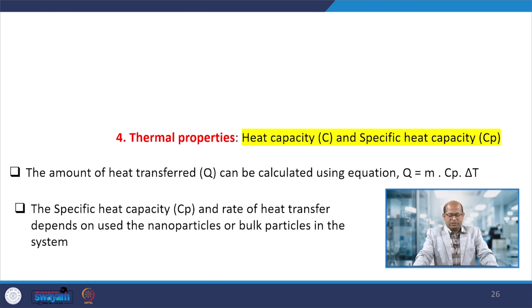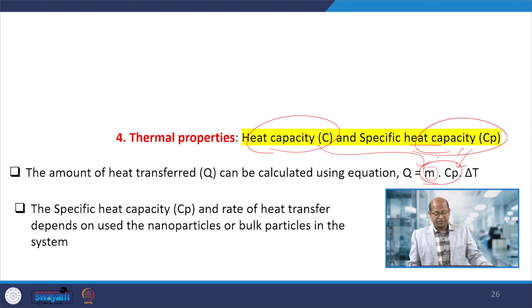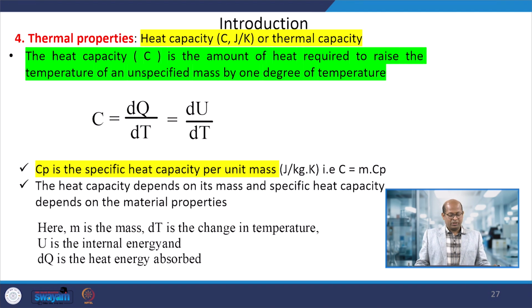Next is the heat capacity or specific heat capacity. Specific heat capacity is expressed in terms of Cp and heat capacity is C. So M into Cp is the heat capacity and Cp is the specific heat capacity. Both are the same, but one is multiplied with the molecular weight of the materials that we are using. So heat capacity is usually expressed this way.